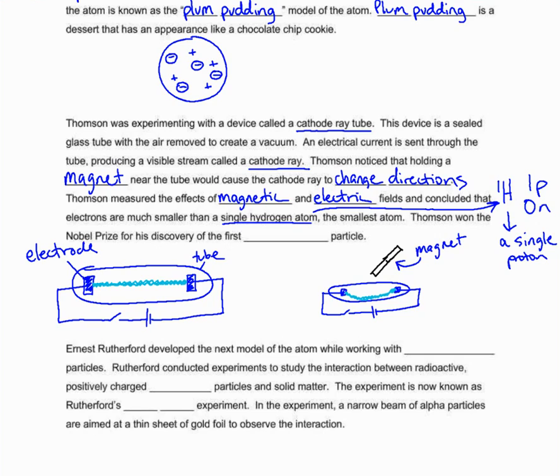Thomson wins the Nobel Prize. He discovered the first subatomic particle, the first particle that is below the atomic level, or smaller than the atom.